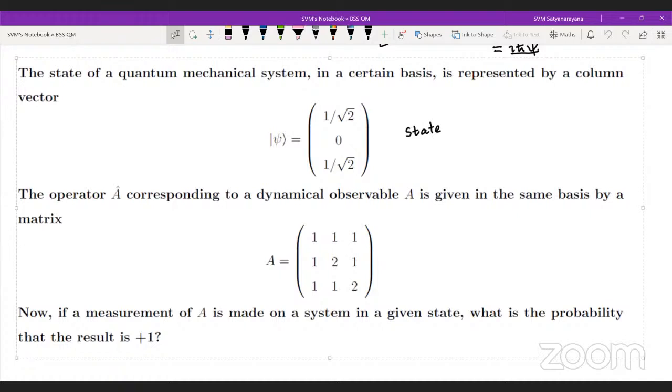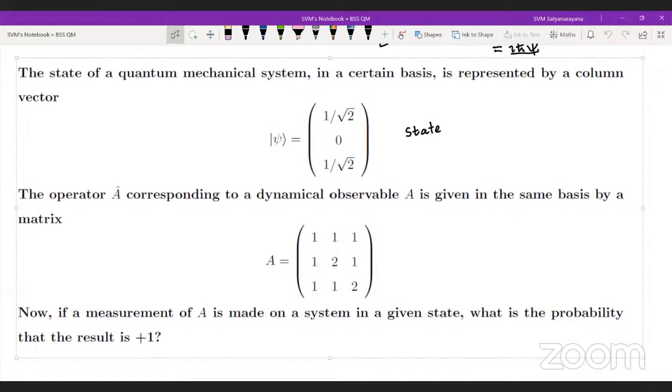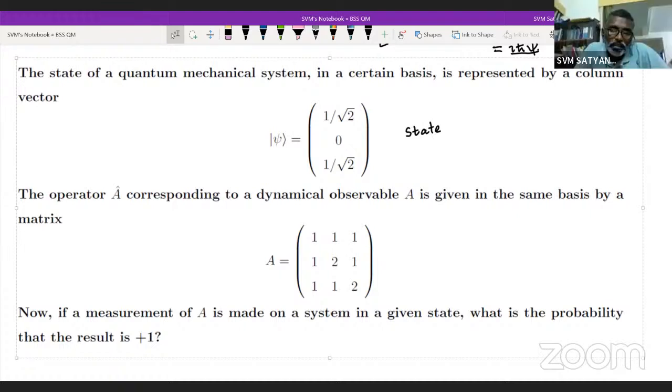See, when you operate A on psi, it may not be even psi, no? For example, in this particular case, you operate A on this psi, you will not get the same psi out. That means this is not an eigenvector of A.